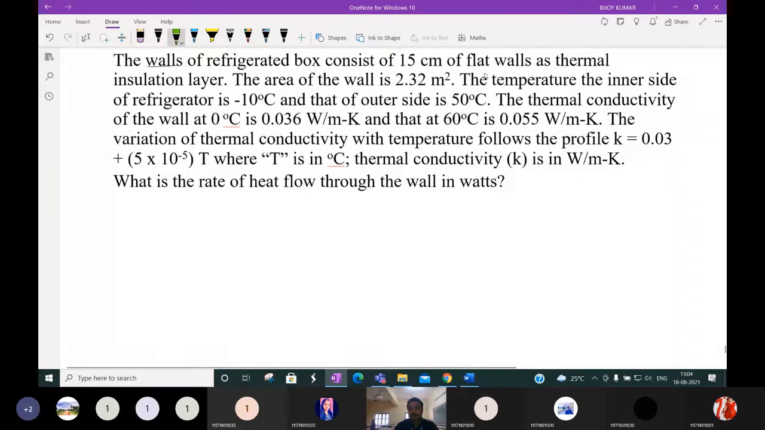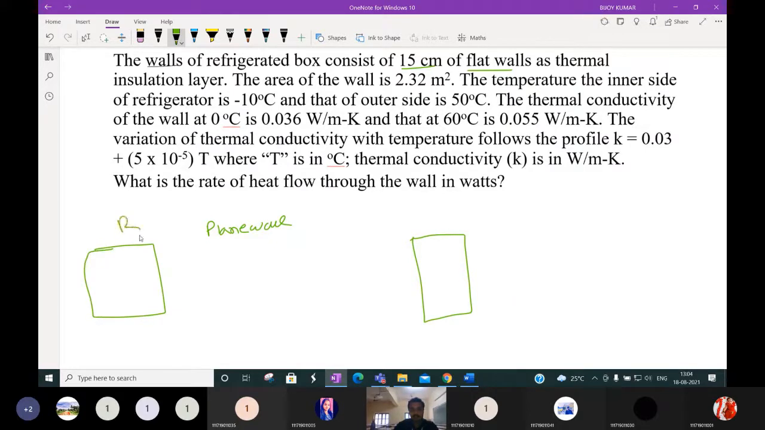Of 15 centimeter flat wall. Flat wall means you know that it is a plain wall. As an insulation layer, it means some refrigerated box. This is the refrigerator, and this is the wall, inside which ice is kept. We have to determine the heat loss through this refrigerated box.